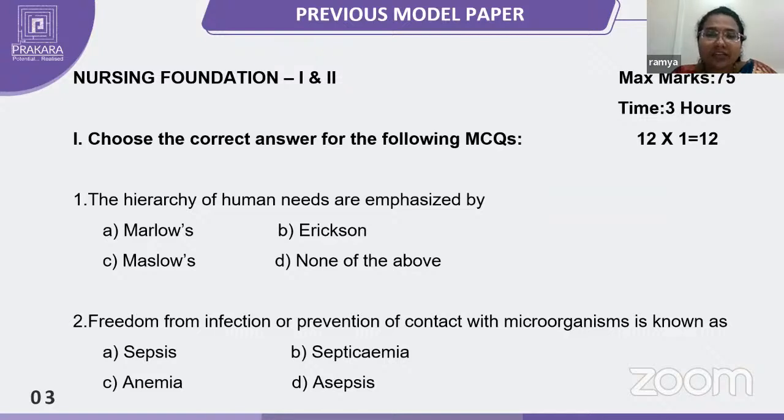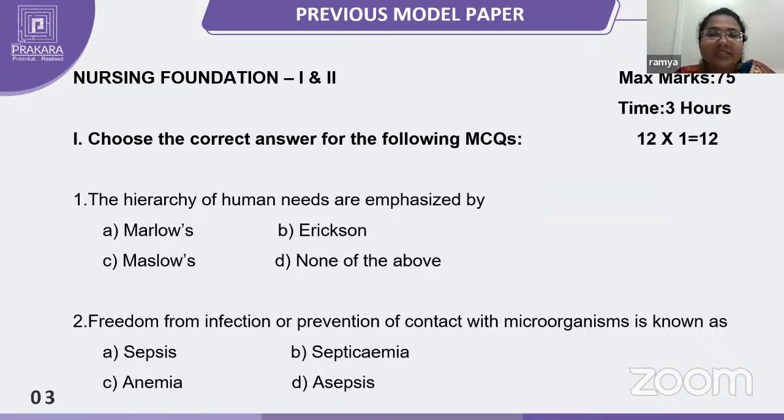In nursing foundation, the total marks will be a maximum of 75 marks. The paper is divided into 4 sections. In the first section, it will be dealing with multiple choice questions. The second one will be the essay answers, the third one the short answers, and the fourth one the very short answers. In the first section, we'll have 12 questions, and for every right answer, you'll secure 1 mark. So 12 into 1 will be 12 marks in section 1.